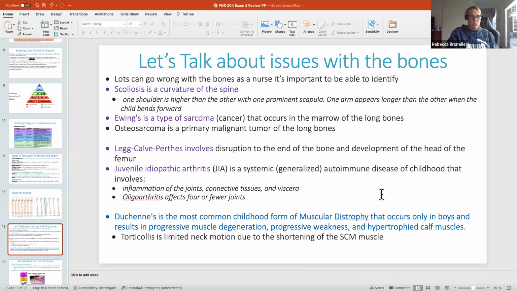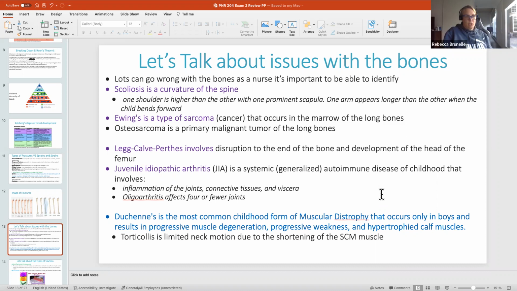In addition to fractures, there are other things that can go wrong with bones. Something that you see frequently in teenage girls is called scoliosis. Scoliosis is more common in girls than in boys, and it's that S-shaped curve of the spine. It can also cause uneven shoulders and uneven hips. In addition to that, there are two types of bone cancers in kids. There's Ewing sarcoma and osteosarcoma, and both of those are malignant bone cancers.